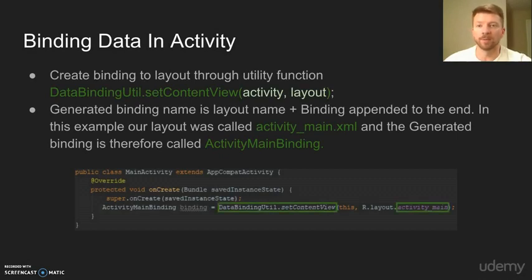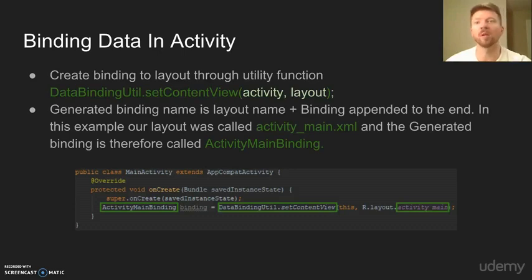So to get started in the activity, you have to create your content view in a slightly different way than before. We have to call setContentView on the DataBindingUtil object and pass it the current activity and the layout ID that you want to create and use. The generated binding name of the layout is the layout name plus Binding appended to the end.